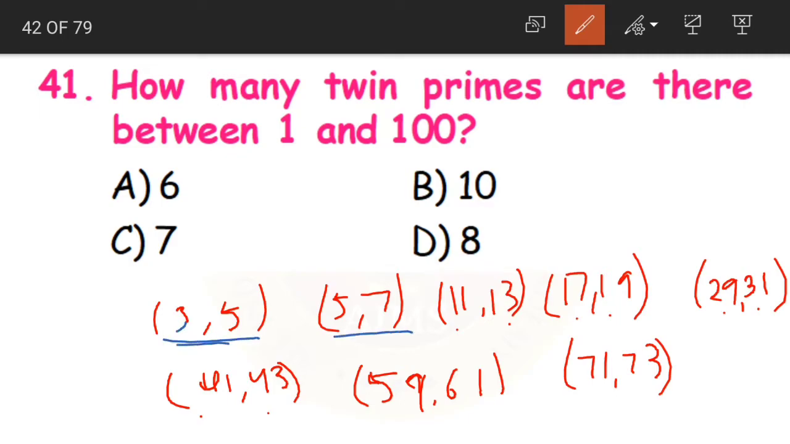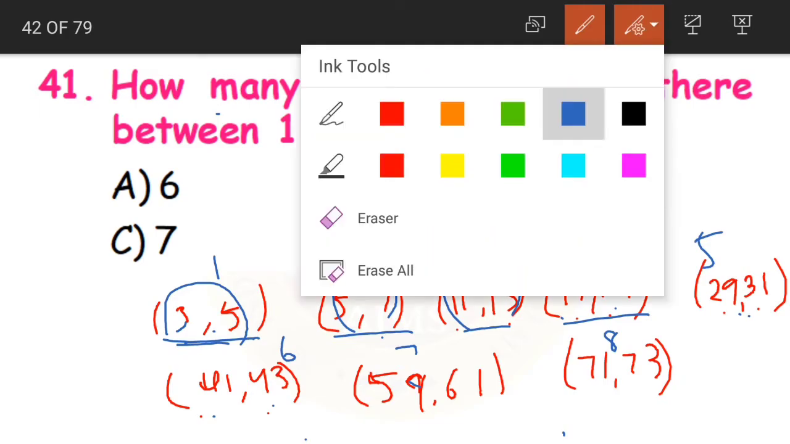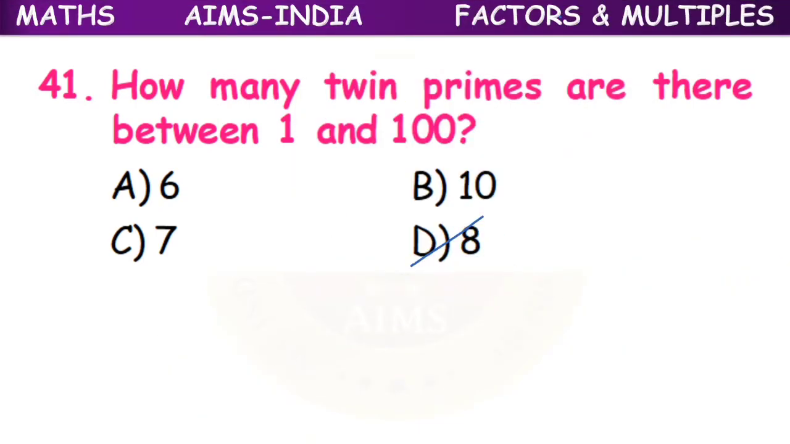See, why are we putting them in brackets? Because these are twin primes. So, this forms a set. Yes. So, these are the number of twin primes. How many are they? 1, 2, 3, 4, 5, 6, 7 and 8. So from 1 to 100 we are having 8 twin primes. Clear children? Option D is the correct answer.